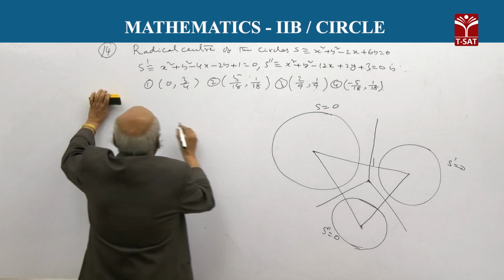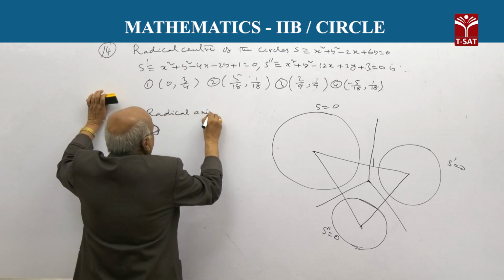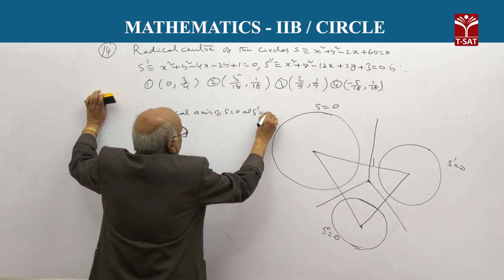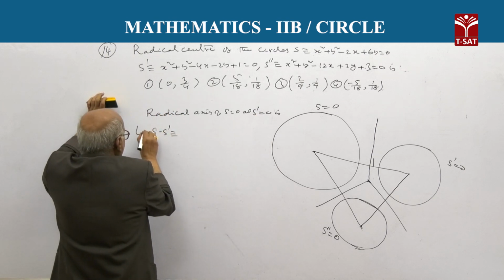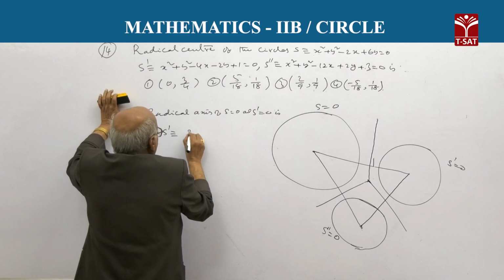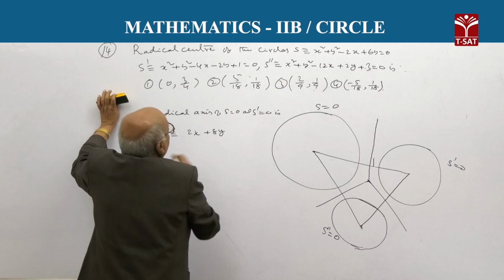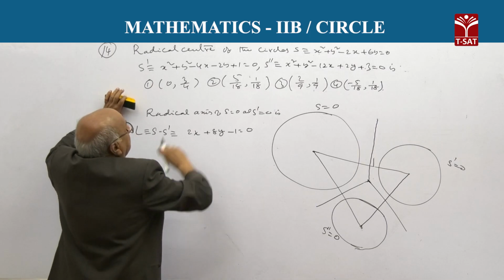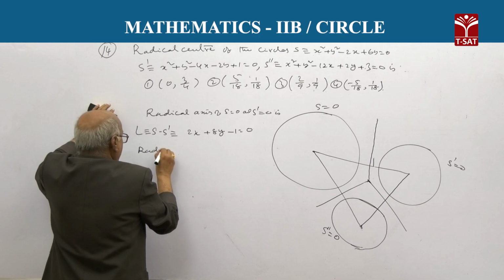Now you know that the radical axis of S equal to 0 and S dash equal to 0 is S minus S dash. That is L is equal to S minus S dash. S minus S dash means 2x plus 8y minus 1 equal to 0.